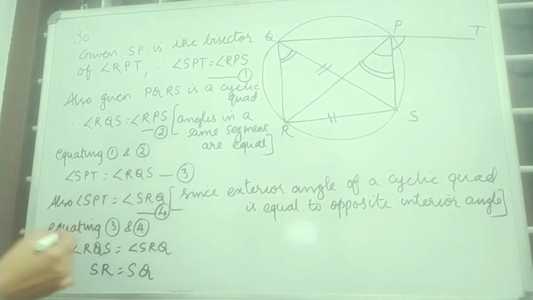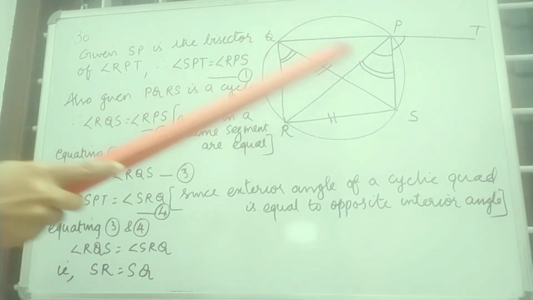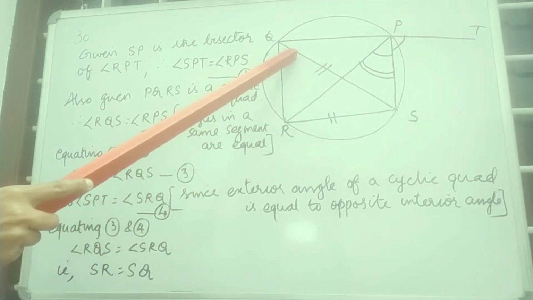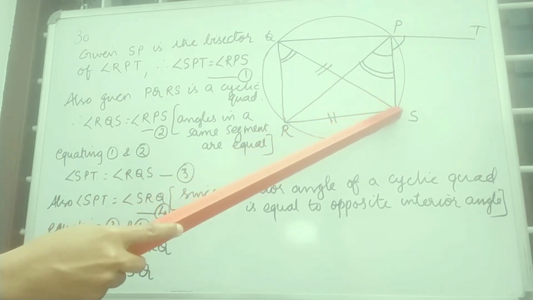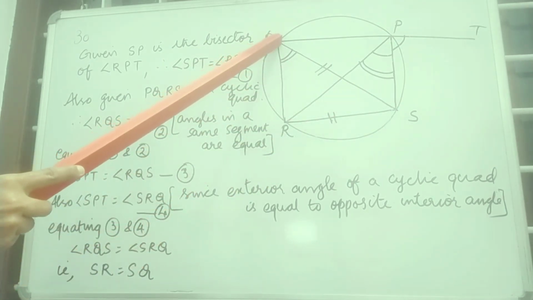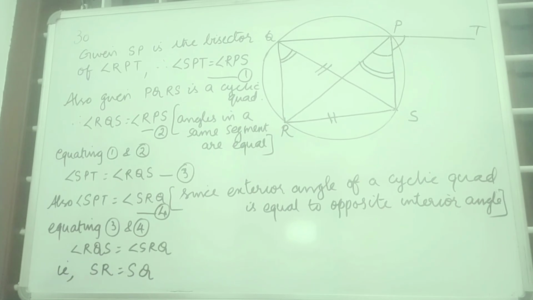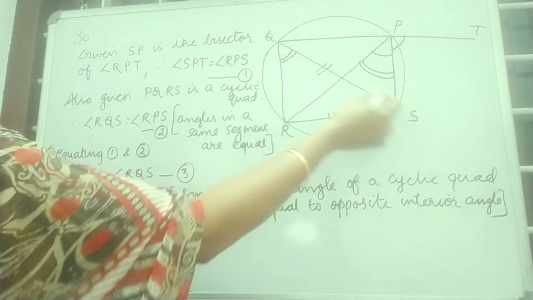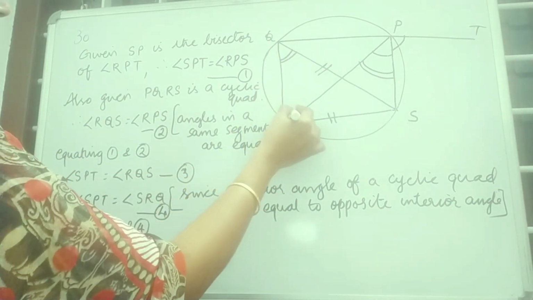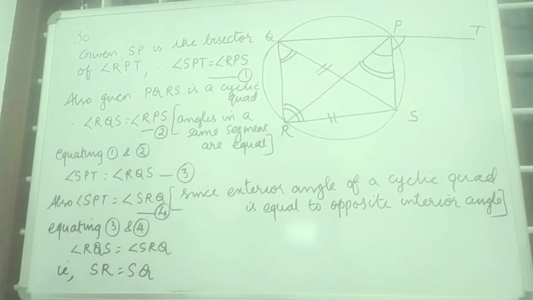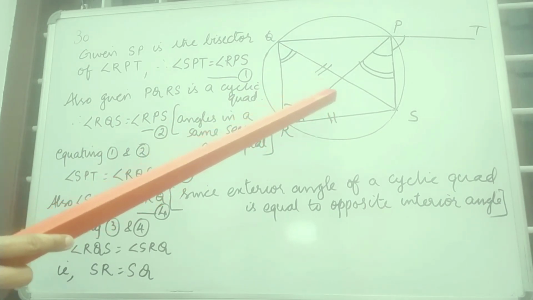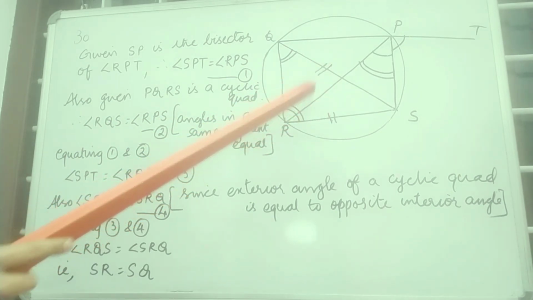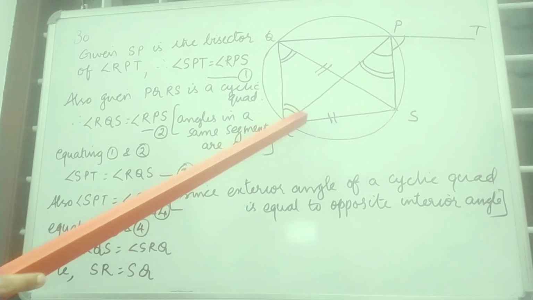Since angle RQS is equal to angle SRQ, both the angles are equal. When two angles are equal, the sides opposite to those angles will also be equal. That is, SR is equal to SQ.